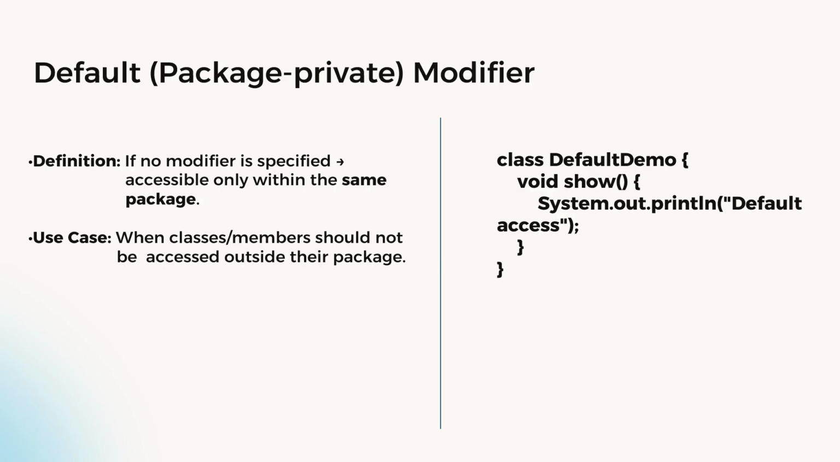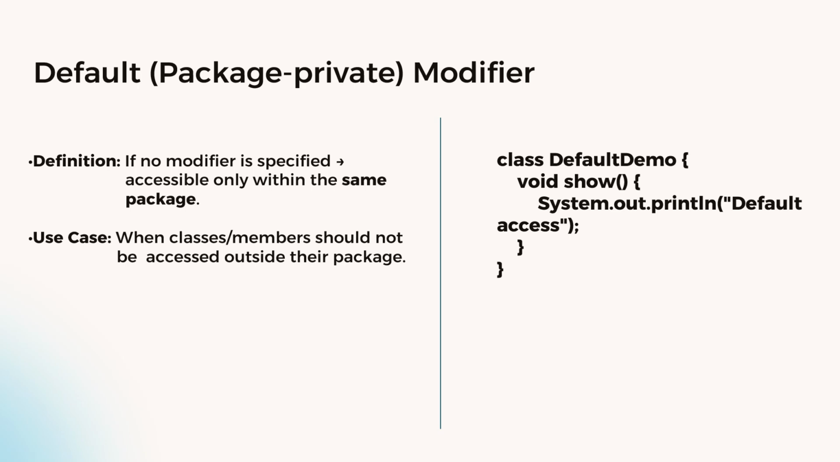Let's talk about the default modifier, also known as the package private. This is the access level you get when you don't specify any modifier at all. Members with default access are only visible and accessible to other classes within the very same package. Here the class default demo has a method show with no modifier written before it. This means it has default access.